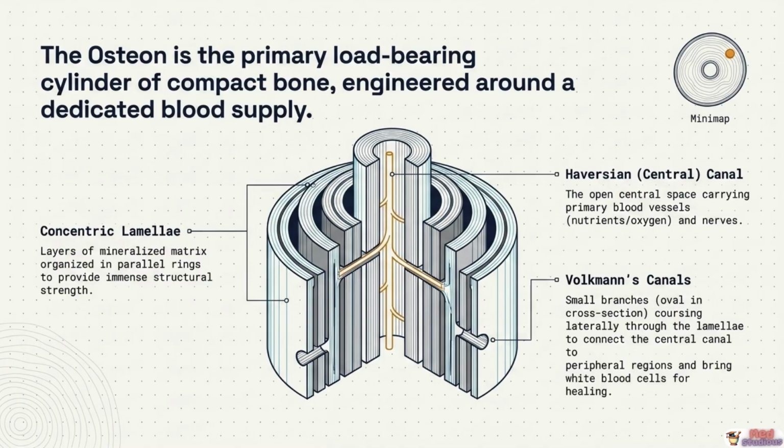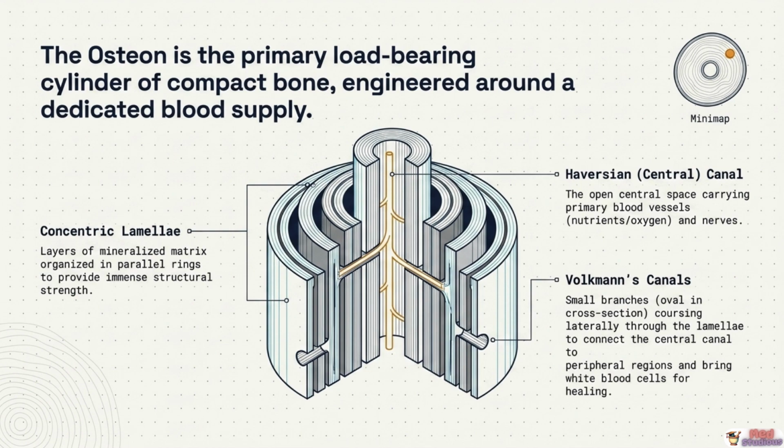Surrounding the Haversian canal are the concentric lamellae, between 4 and 20 concentric rings of mineralized matrix, each approximately 3 to 7 micrometers thick, arranged like the rings of a tree trunk. The collagen fiber orientation rotates between adjacent lamellae, alternating between left-handed and right-handed helical patterns. This alternating arrangement is the source of the osteon's extraordinary resistance to torsional stress.